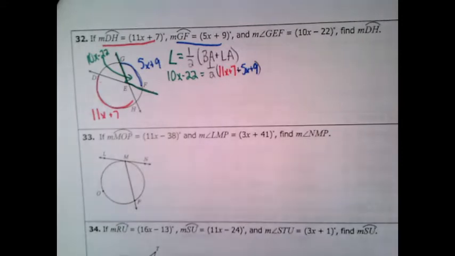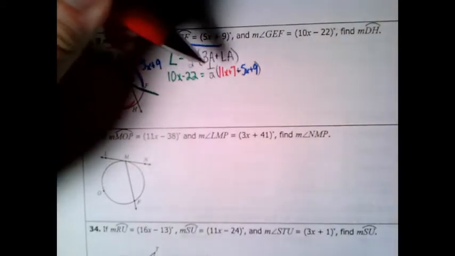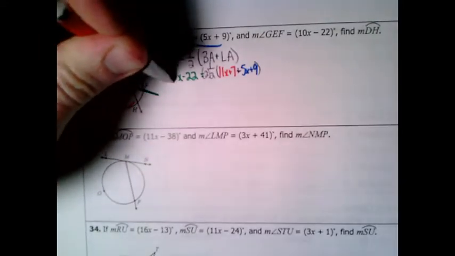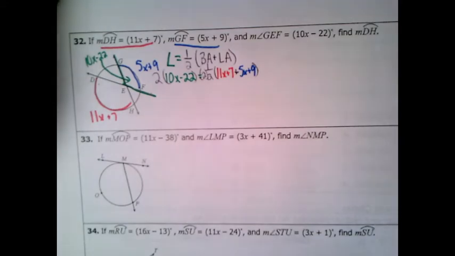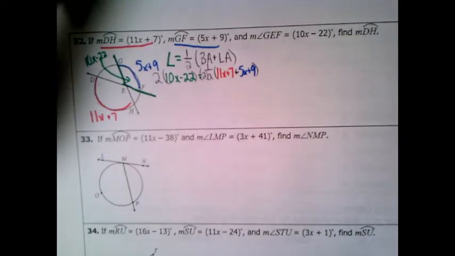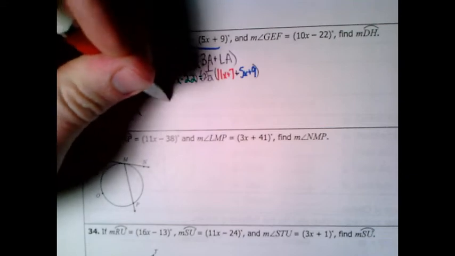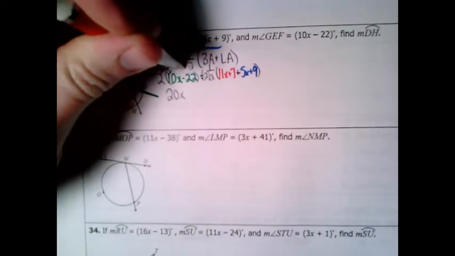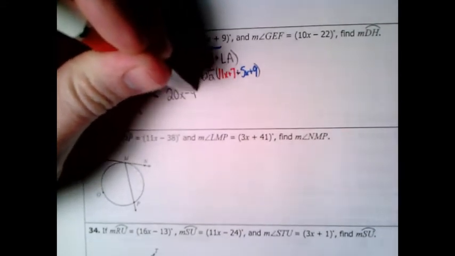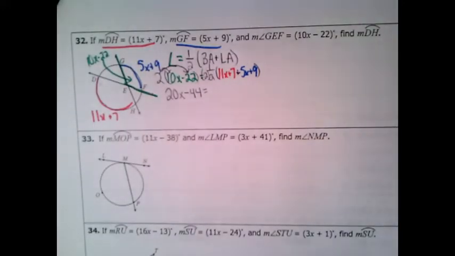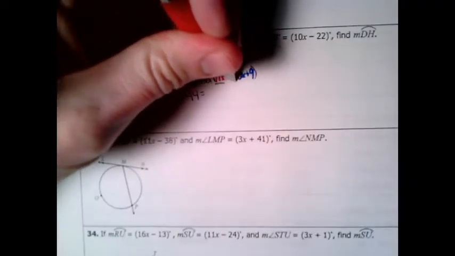So on this part, remember I want to get rid of this 1/2. So the first thing I'm going to do is multiply everything by 2. The tricky thing is you got to distribute that 2 across. So I got to do 10 times 2, which is 20x. And then I got to multiply that, and that gives me negative 44. These cancel out. So all I got to do is combine like terms. When I combine like terms, I get 16x.